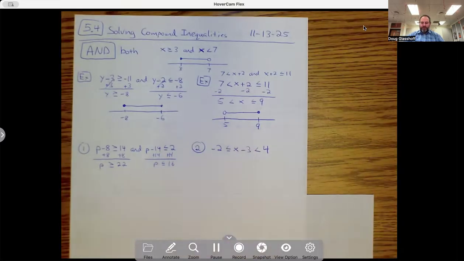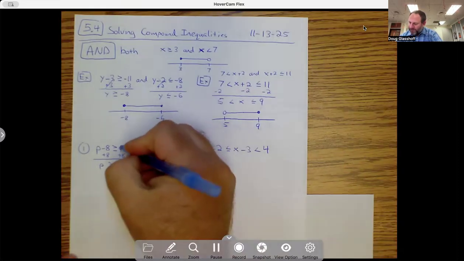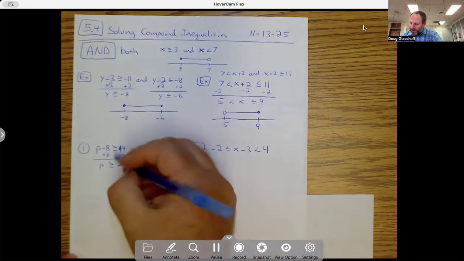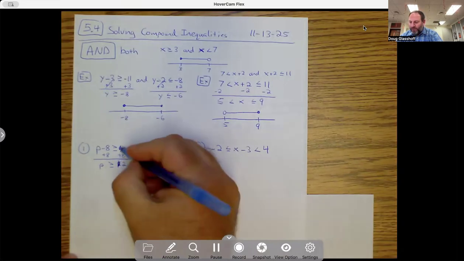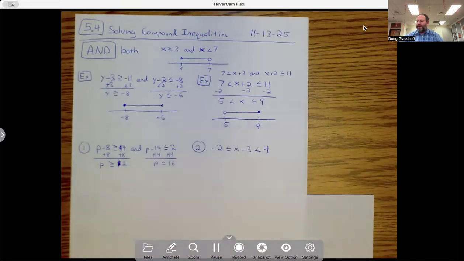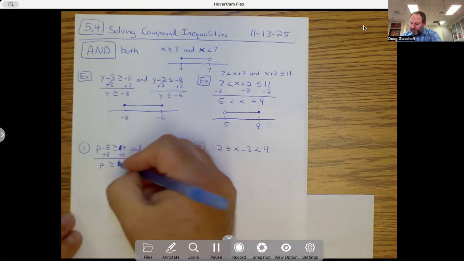So greater than or equal to 22, less, oops, I did that wrong, sorry. This should have been just a 4. I was looking at that wrong. Sorry about that. This probably worked out kind of funny, didn't it? So 4 plus 8, that's 12. Okay. I wrote it down wrong on my notes here.